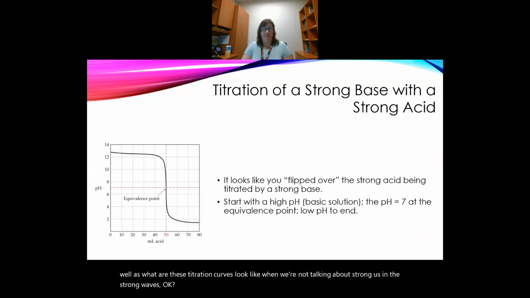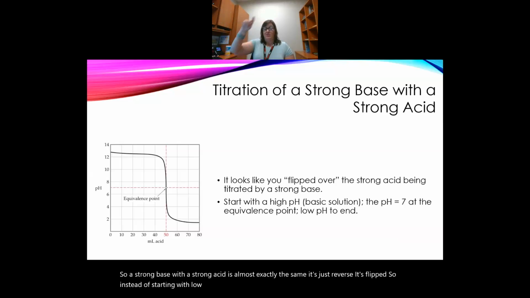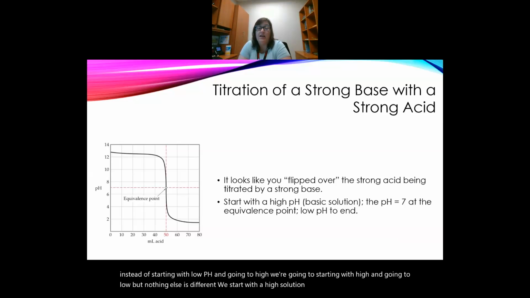So a strong base with a strong acid is almost exactly the same. It's just reversed. It's flipped. So instead of starting with low pH and going to high, we're starting with high pH and going to low. But nothing else is different. We start with a high pH solution, we reach pH 7 at the equivalence point, and then low pH at the end. So we've flipped from what we were doing just a minute ago.